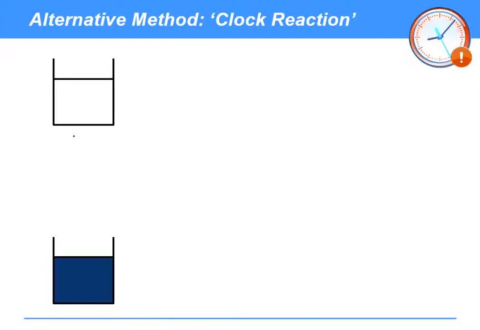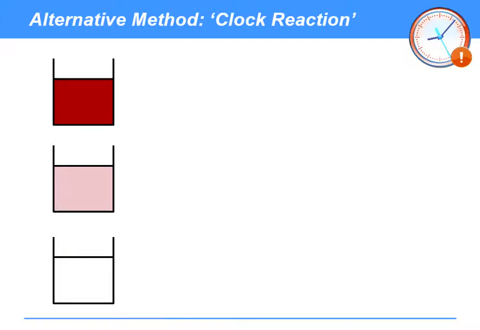Another one could be a very rapid color change, so it might take time tau to go from colorless and then suddenly this color appears. Again, click the link to watch a real example of a reaction like that. A typical one is called an iodine clock.